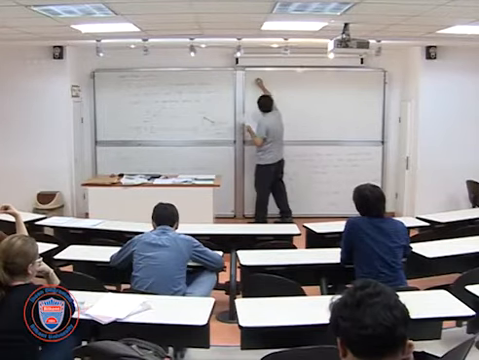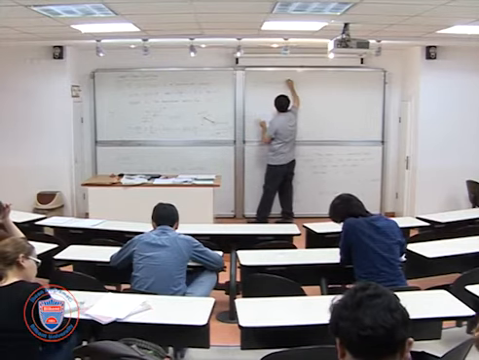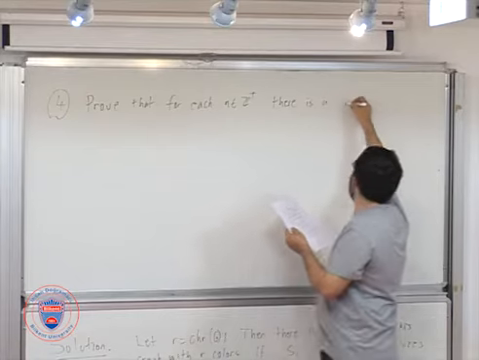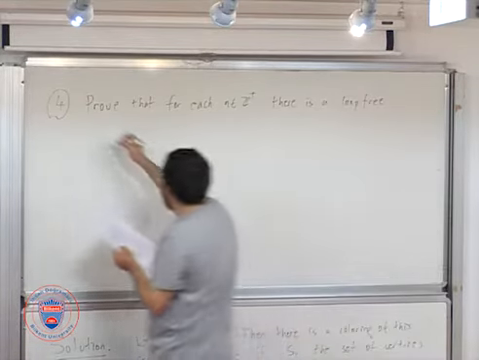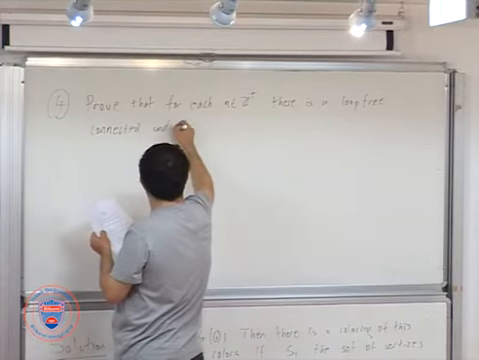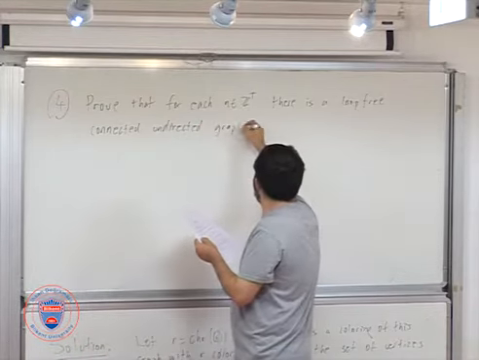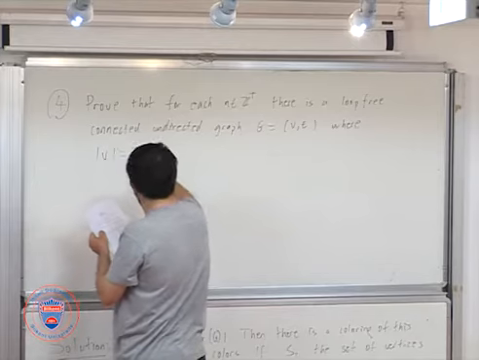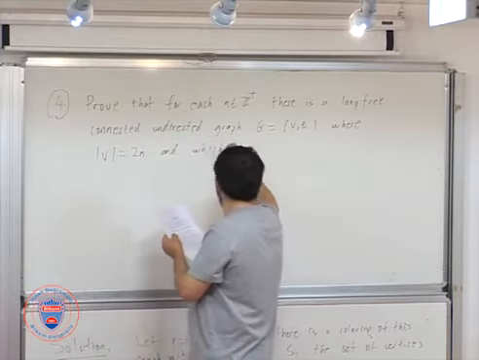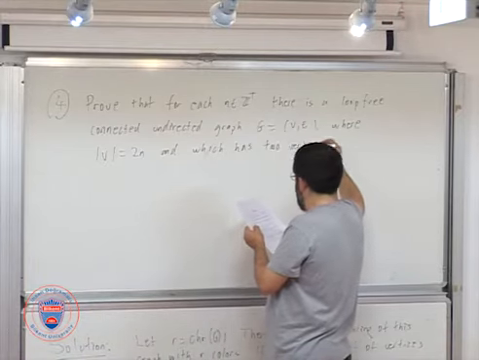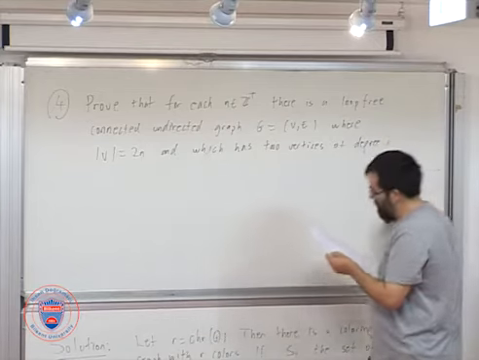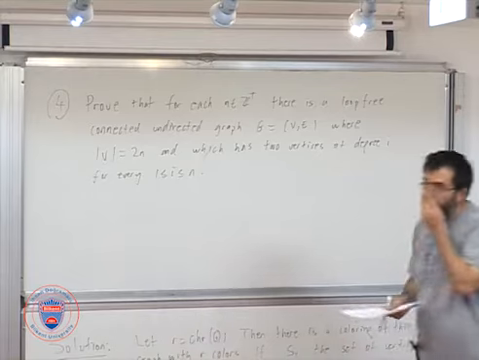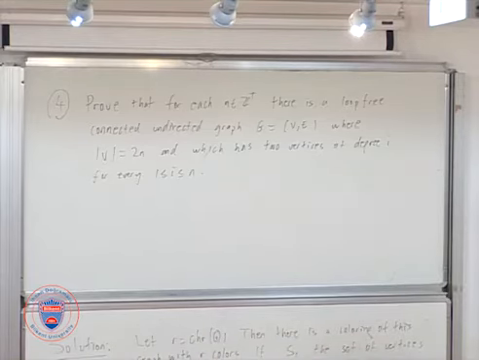Now something a little bit harder. Prove that for each n positive integer, there is a loop-free, connected, undirected graph G where... prove that for each n there exists a loop-free connected undirected graph.